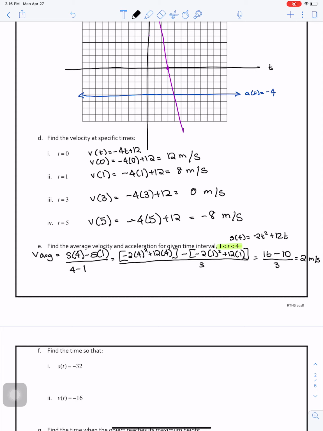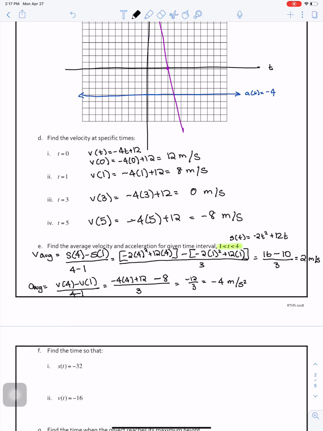But at any given moment, my car may not be traveling 2 meters per second, or the object may not be traveling 2 meters per second. My average acceleration is the change in velocity over the change in time, like the slope of the velocity graph. So my V of 4 is -4 times 4 plus 12, which is -4, minus my velocity at 1, which we worked out above to be 8, divided by 3. Minus 16 plus 12 minus 8 gives me -12 over 3. So my acceleration is -4 meters per second squared.